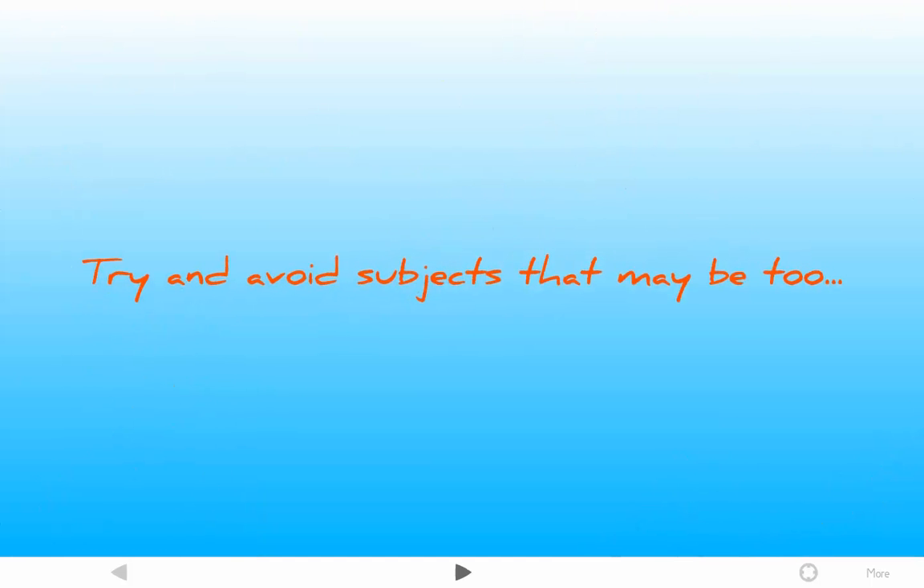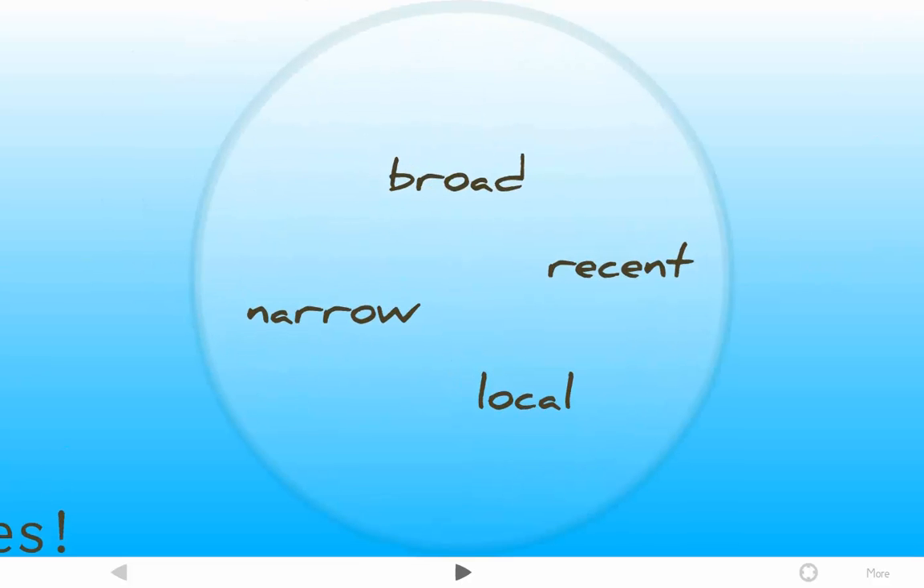Try to avoid subjects that may be too broad. Something that's huge, like World War II. You could write volumes about that. That's a little bit huge. You're going to need to narrow it down. On the flip side, don't try and pick something too narrow. You don't want to have one specific thing that you're looking for. It's going to be too focused. Too recent.